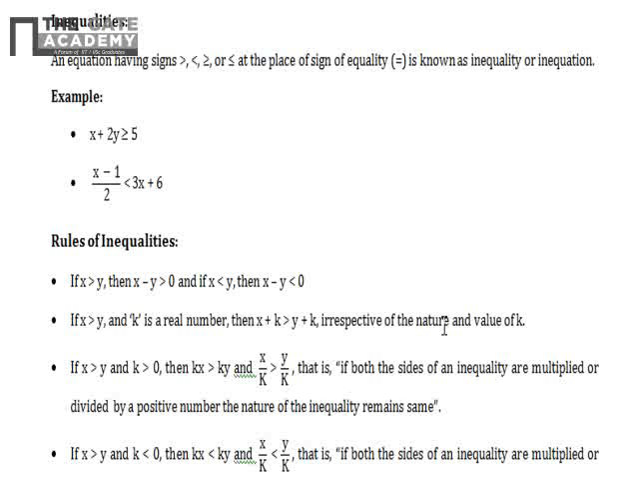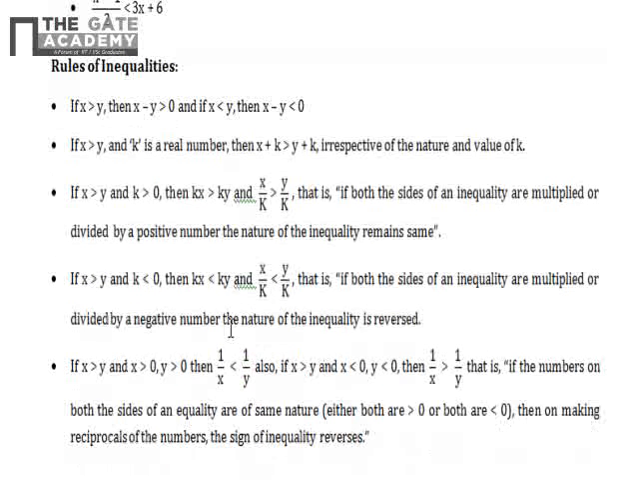Now we'll start with a new topic, inequalities. The next topic of this chapter, inequalities. An equation having the signs greater than, less than, greater than or equal to, less than or equal to at the place of the sign of equality, that is equal to, is known as an inequality or inequation. Examples are given. Okay. There are a few rules, very important rules of inequalities. Okay. I suggest that you just go through all these rules.